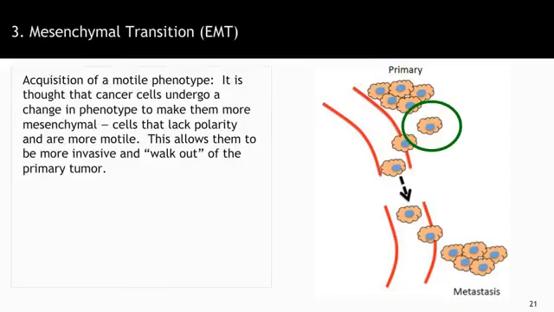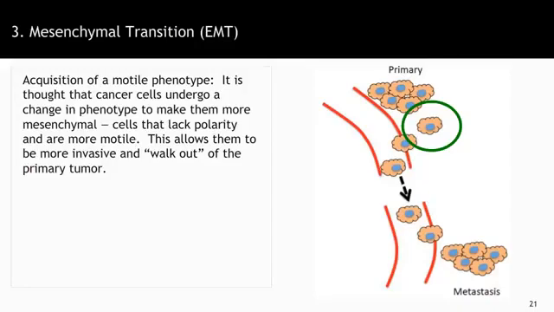The next step is what's called the mesenchymal transition, or epithelial to mesenchymal transition. This is the acquisition of a motile phenotype, simply meaning a cell that can walk around and move versus one that can't. It is thought that cancer cells undergo a change in phenotype to make them more mesenchymal or fibroblastic, cells that lack polarity and can move more. This allows them to be more invasive and walk out of the primary tumor.